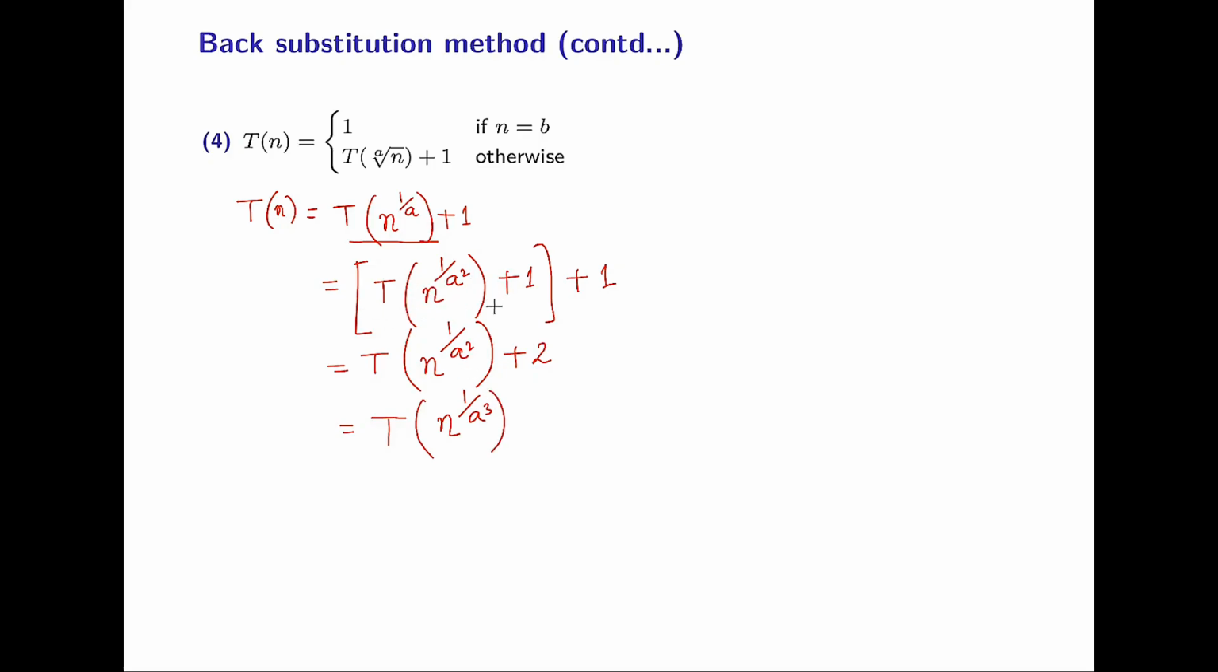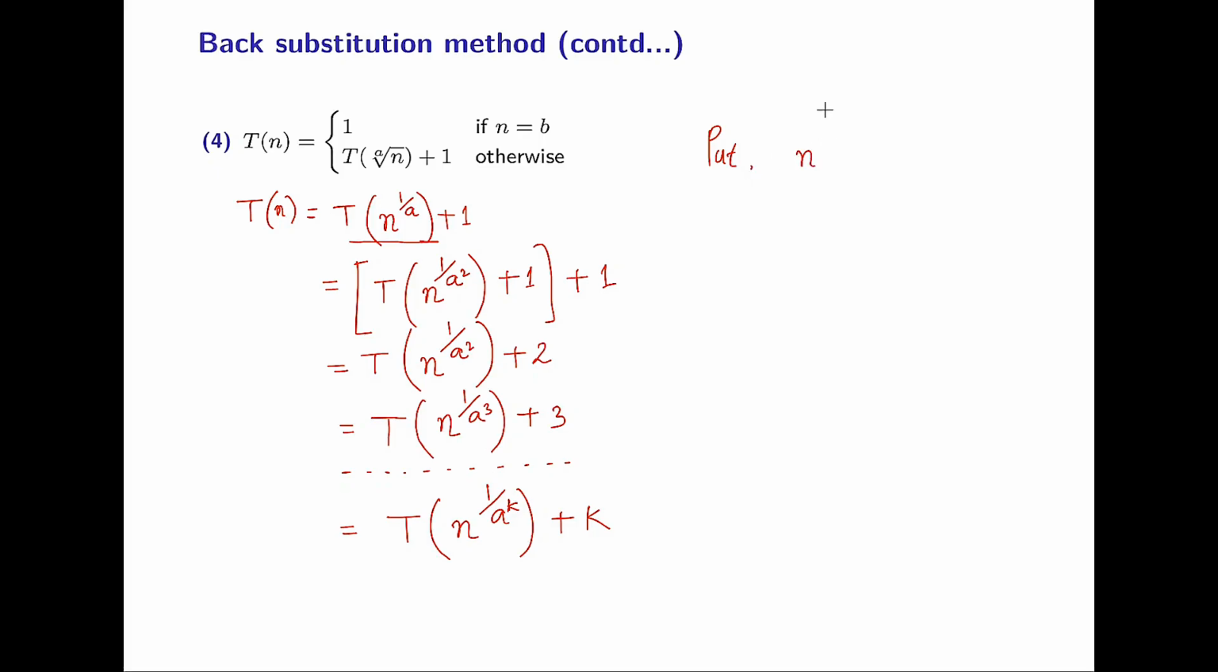Similarly you can write as we have seen here. So plus there it will be 3. Here a and b you can assume constants in that way. So let's say up to k it will go. So T(n^(1/a^k)) plus k. In general, we can write this way because here you see 3, here also 3. So if we assume that it's going to stop at k, in place of 3 we'll write k.